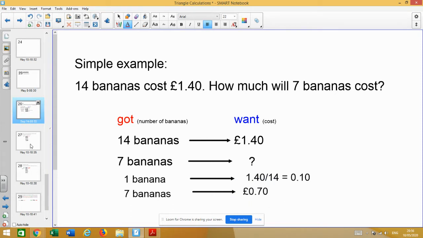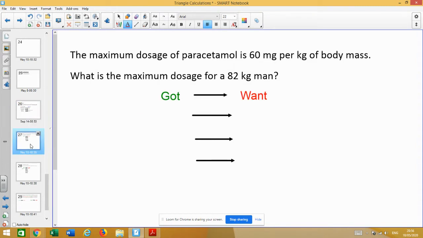And sometimes they might be a bit random. So the maximum dosage of paracetamol is 60 milligrams per kilogram of body mass. What is the maximum dosage for an 82 kilogram man? Now, in these questions there tends to be a lot of information, various numbers, sometimes the same kind of value in different units. So kilograms and milligrams, both masses, but with different units in this example.